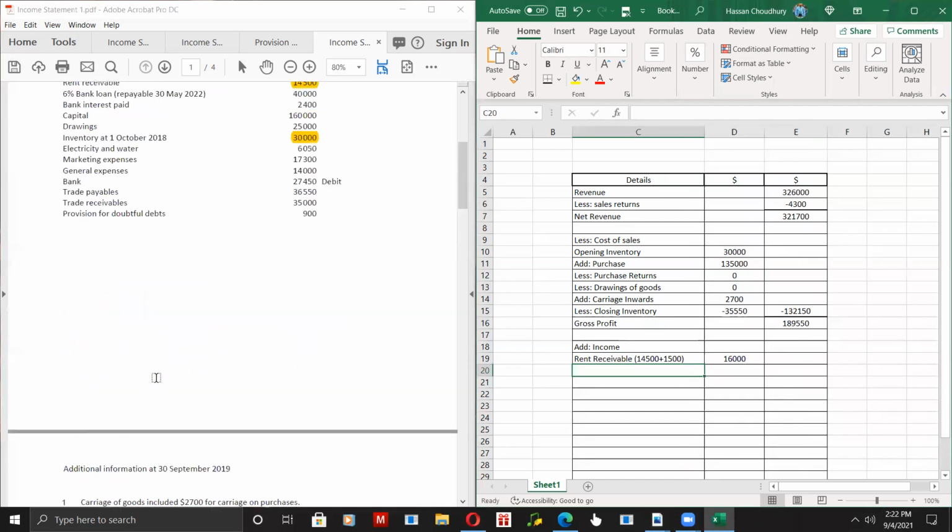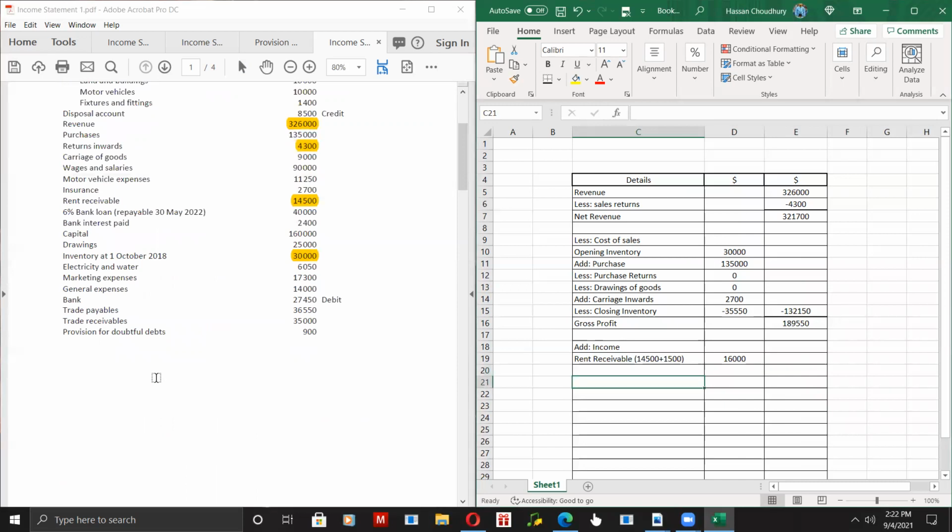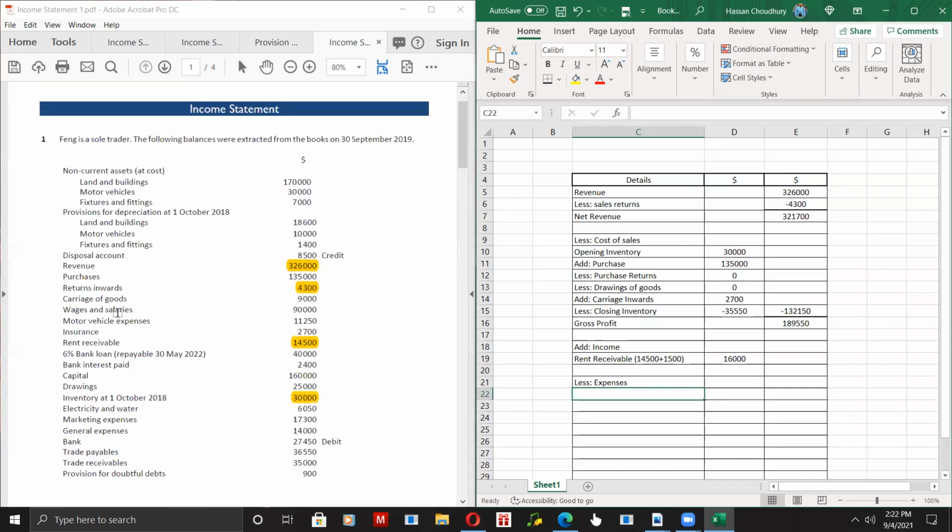So the second thing we have is, let's just go for less expenses. So less expenses. Now, always start from the top. So at the top we have depreciation, okay? Now remember, we have land and buildings. Only buildings is depreciated because land never loses value. Motor vehicles, and we have fixtures and fittings, right?